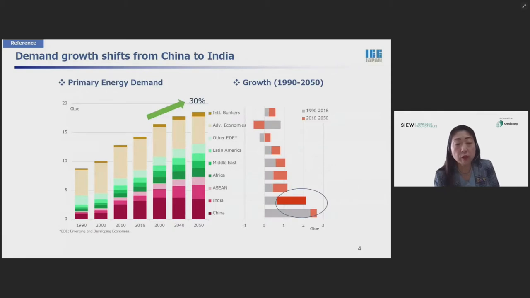Let me first talk about reference scenario. If you look at the left-hand side, demand in emerging and developing countries increases by more than 50%. Demand in advanced economies decreases by about 10% for an overall growth of 30%. And on the right, major player of the growth changes from China to India. More than one third of the global demand growth comes from India, while China's demand peaks in the late 2030s. Next.